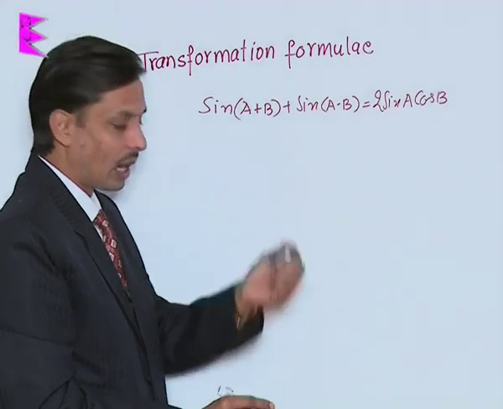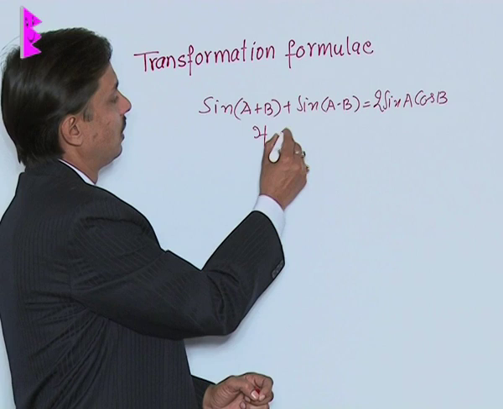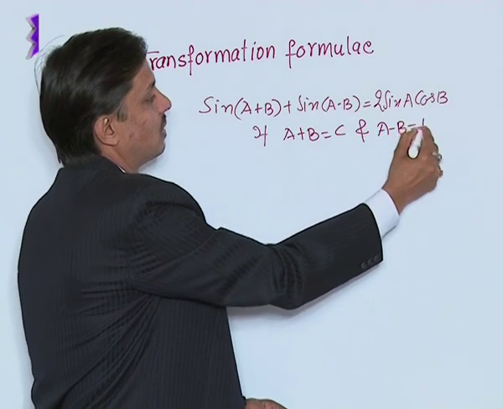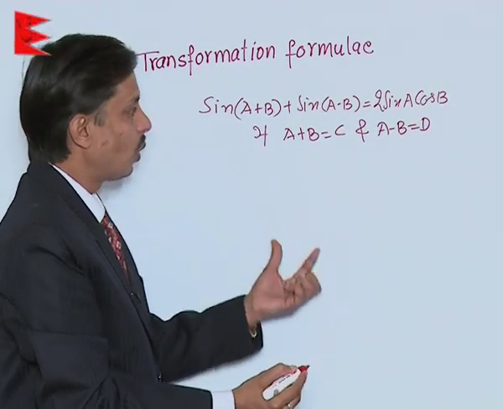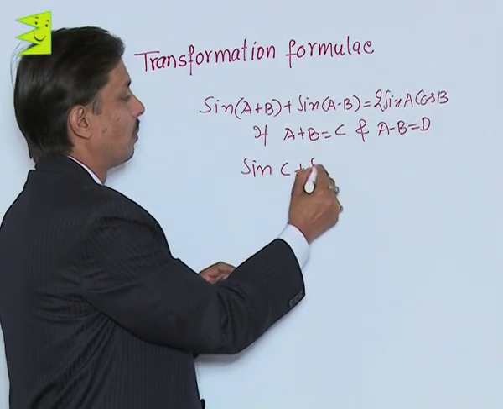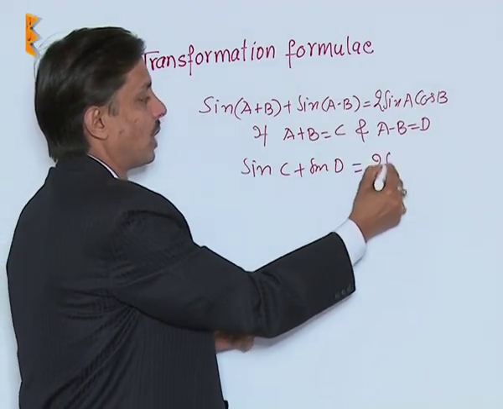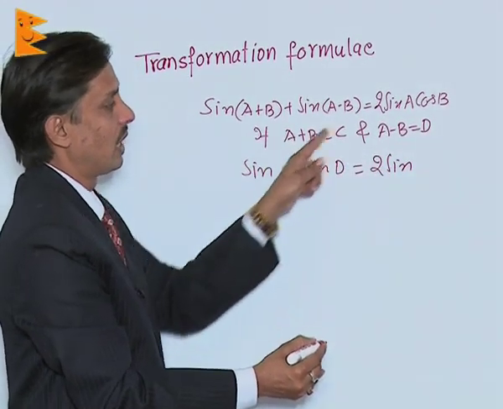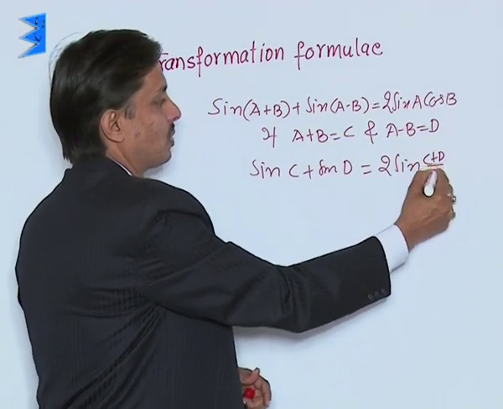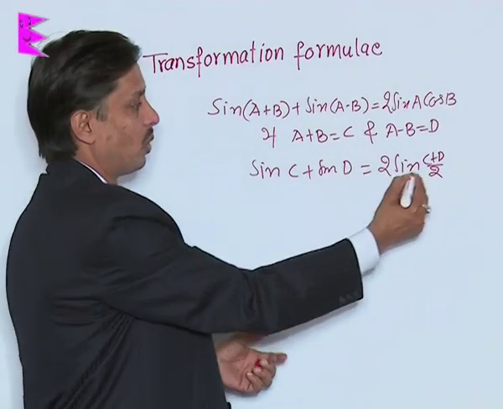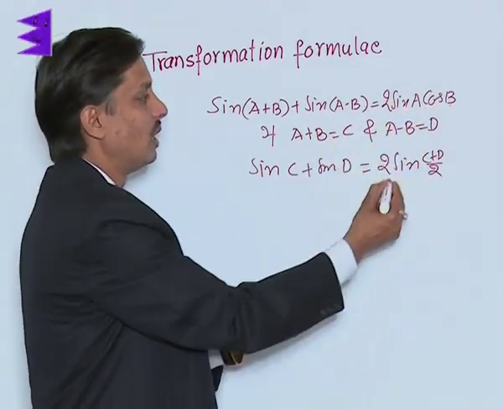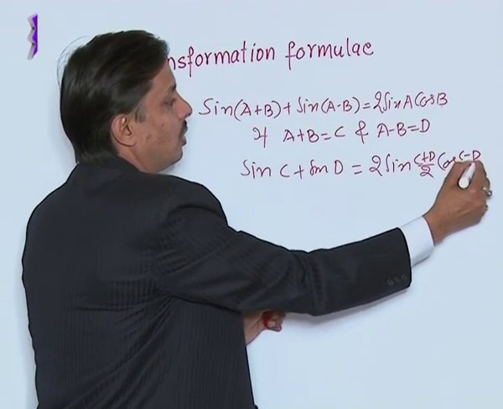a cos b. I would like to tell you that if this a plus b is assumed as c and a minus b is assumed as d, what can we write on the left hand side? Sin c plus sin d is equal to 2 sine. If I add these two assumptions, I will get the value of a as c plus d upon 2. So this becomes 2 sine c plus d upon 2, and after subtracting these two assumptions, we will get the value of b as c minus d upon 2.